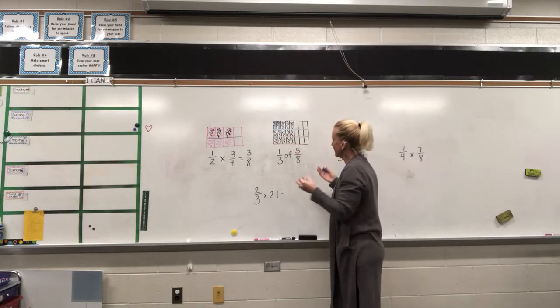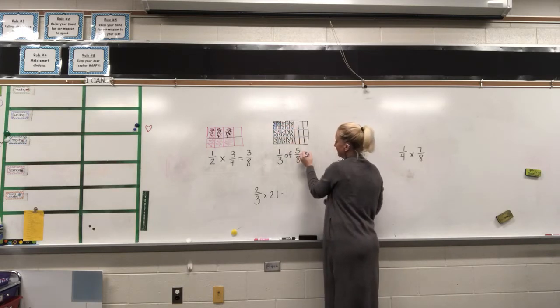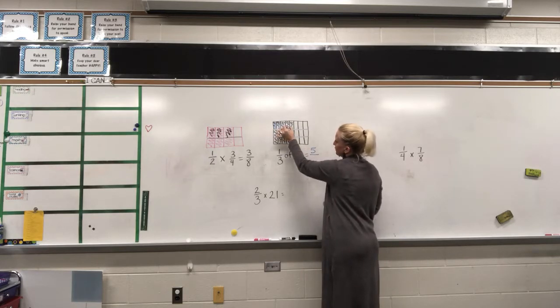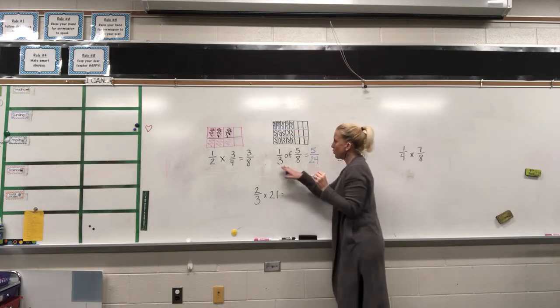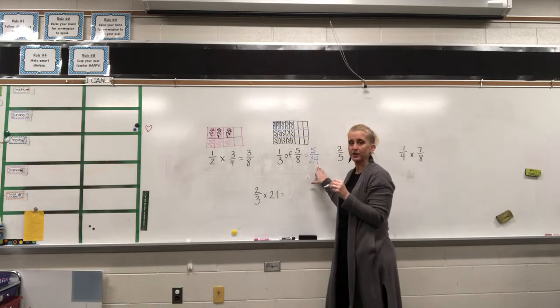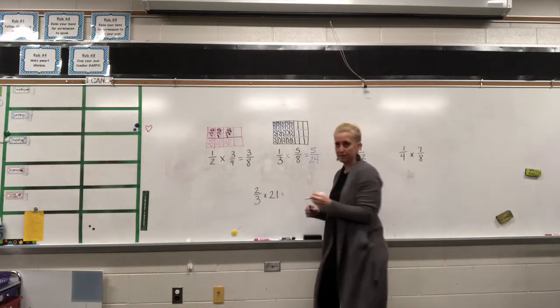So when I do that, I would really be getting 1, 2, 3, 4, 5 sections out of 1, 2, 3, 4, 5, 6, 7, 8, 9, 10, 11, 12, 13, 14, 15, 16, 17, 18, 19, 20, 21, 22, 23, 24. So 1/3 of 5/8 would be 5/24. Again, that of just means times.